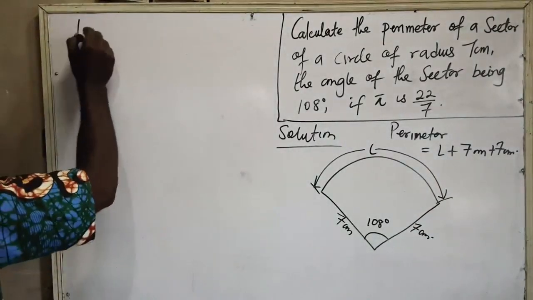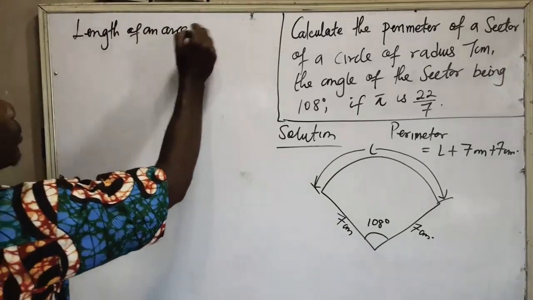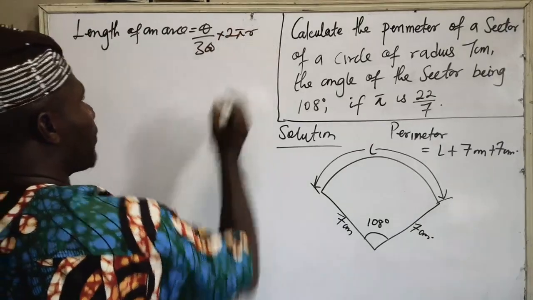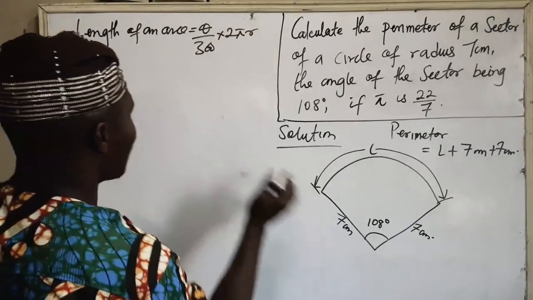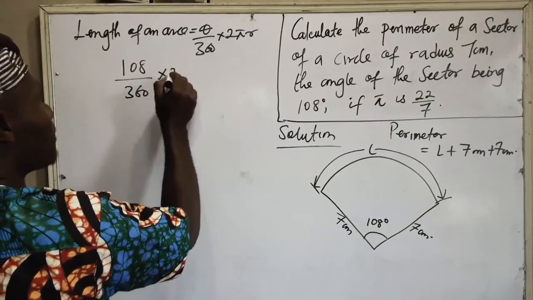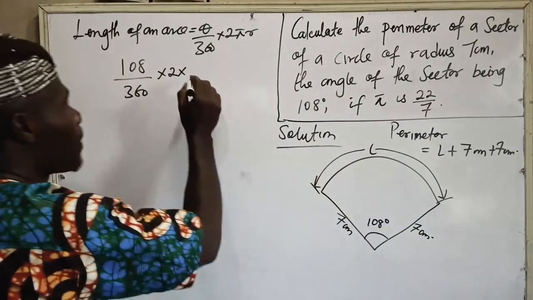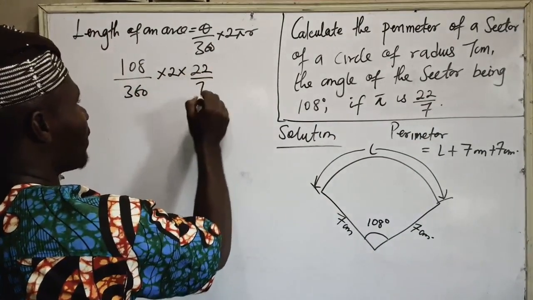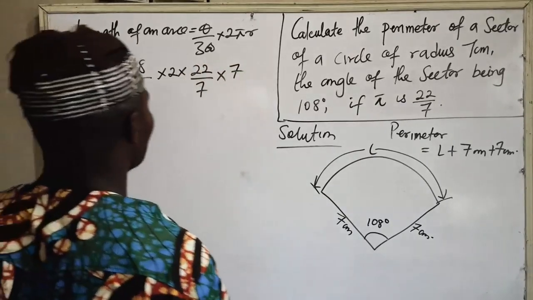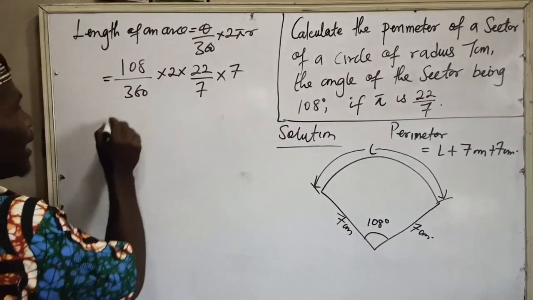The length of an arc is theta over 360 times 2 pi r. So the value of our theta is 108, so we have 108 over 360 times 2 times pi, which we were given to be 22 over 7, times 7. So let's try to find the value for the length now.